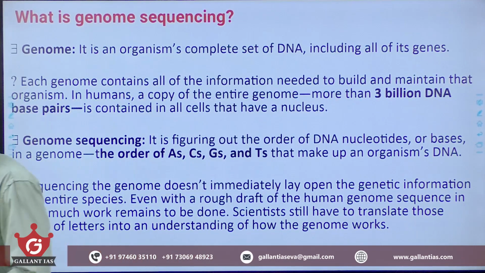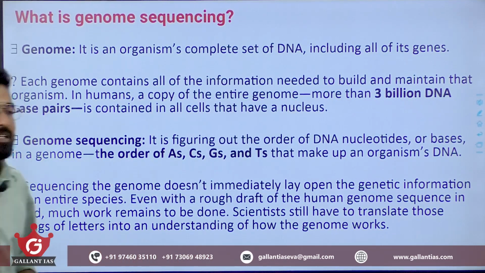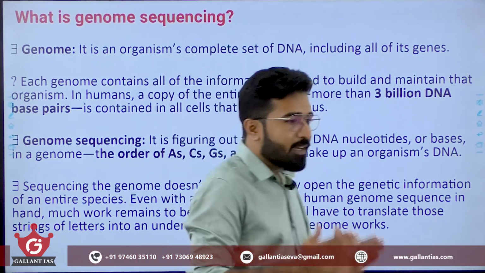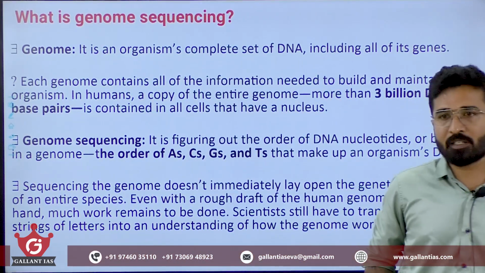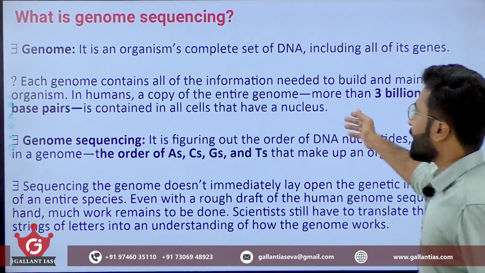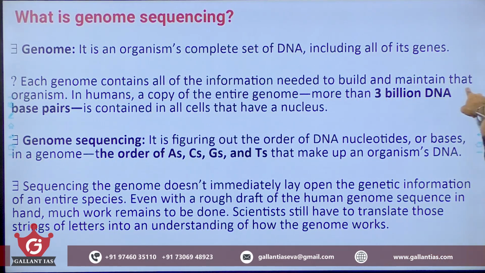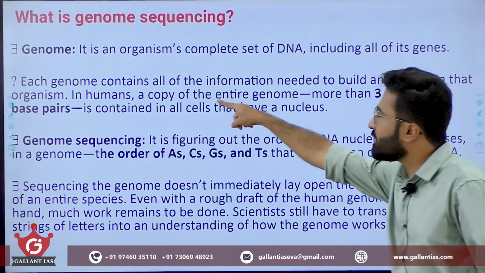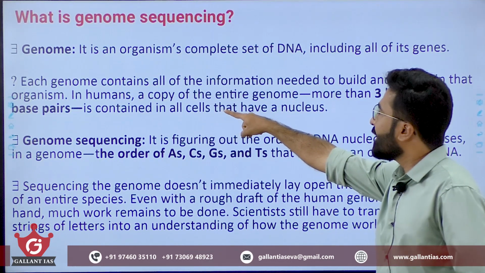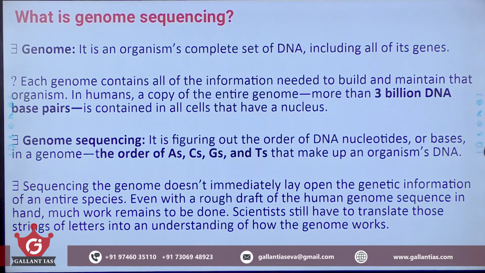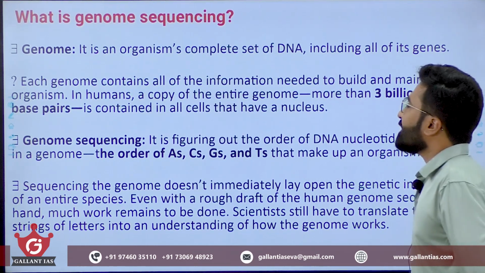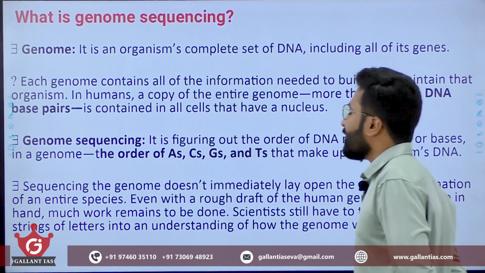So if a single hair sample from a dead person is available, we can create that entire person using 3D printing even now. That is because all the genetic information needed to build and maintain that organism is available in the genome or DNA of that particular person. In humans, a copy of the entire genome, more than 3 billion DNA base pairs, is contained in all cells that have a nucleus.